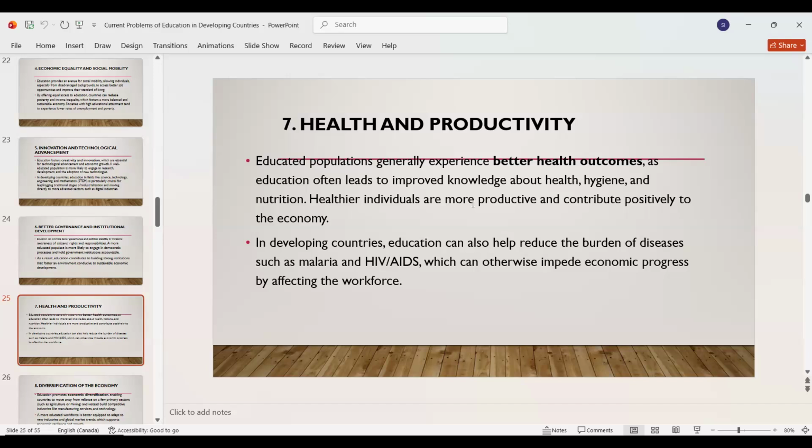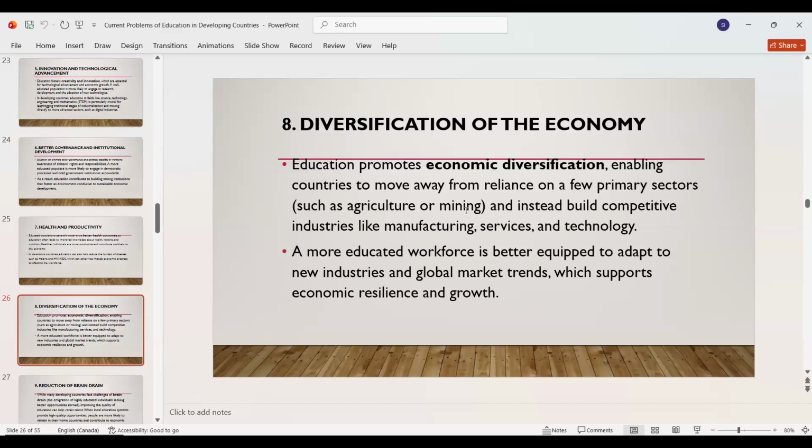Healthier individuals are more productive and contribute positively to the economy. And they will do medical checkups, right? So even teachers have to do the medical, right? They are checking whether you are capable to do the work. In developing countries, education can also help reduce the burden of diseases such as malaria and HIV/AIDS, which can otherwise impede economic progress by affecting the workforce.